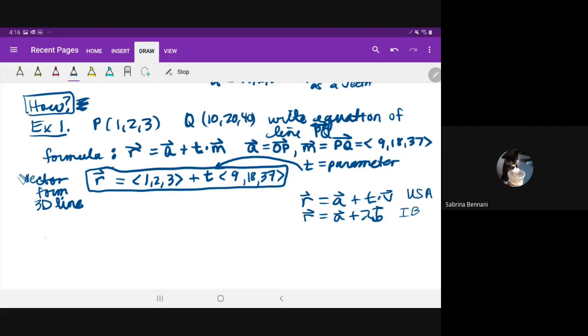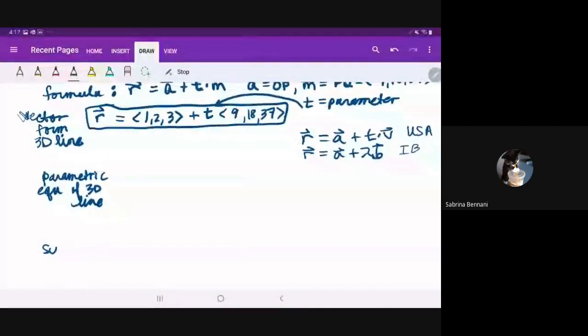Okay, so that's the equation of a line. Now let me show you. We have 2 different forms of the line. One is called a parametric equation of a 3D line. Okay, and then we're going to also have another thing called symmetric. Symmetric is also called Cartesian equation of a 3D line.